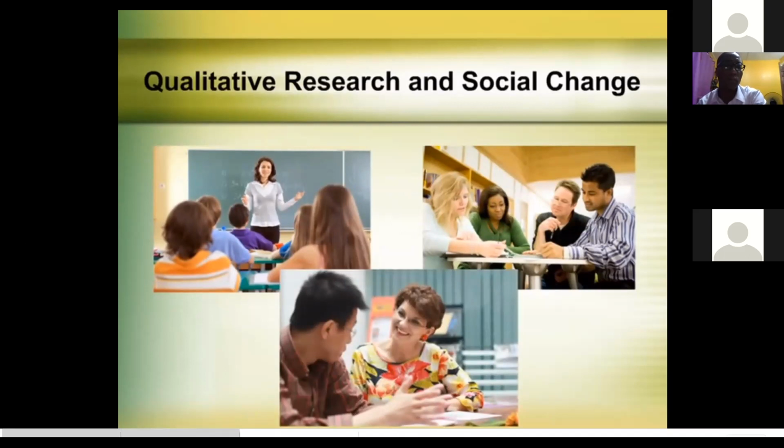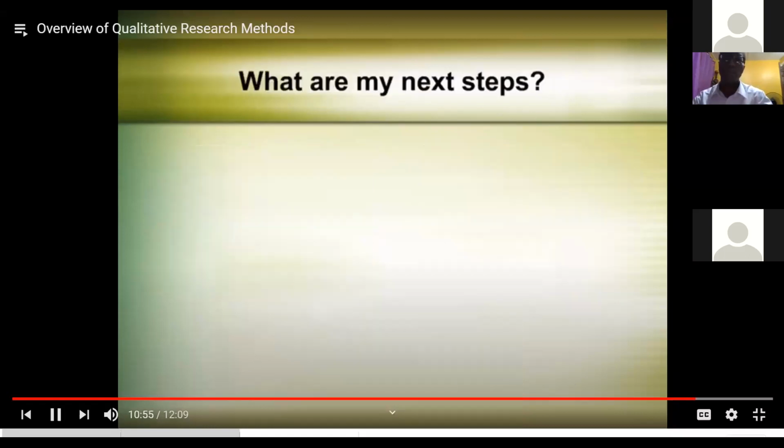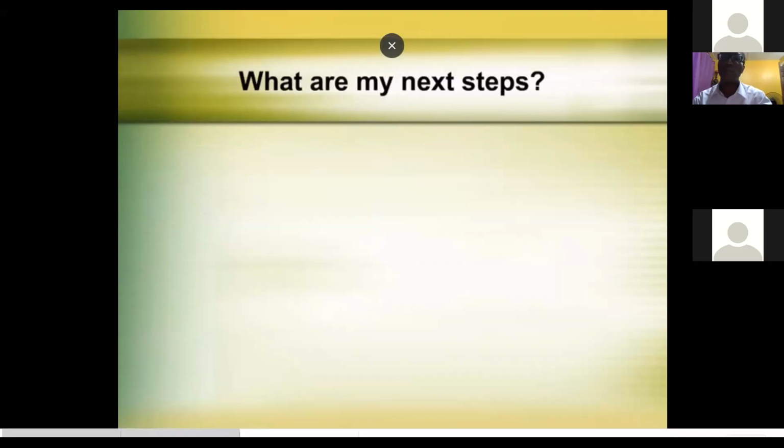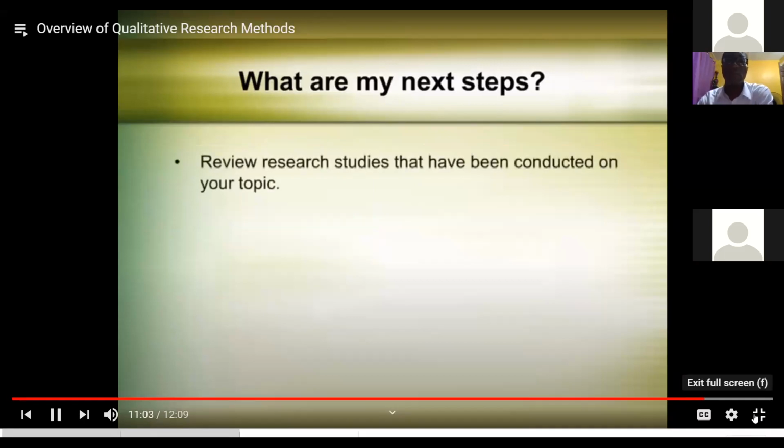As a Walden student, social change is a feature of every student capstone. Qualitative methods may help you meet this requirement. Once you have decided to embark upon the process of conducting a qualitative study, use the following steps to get started. First, review research studies that have been conducted on your topic to determine what methods and research traditions were used. Consider the strengths and weaknesses of the various research traditions, data collection methods, and data analysis methods.